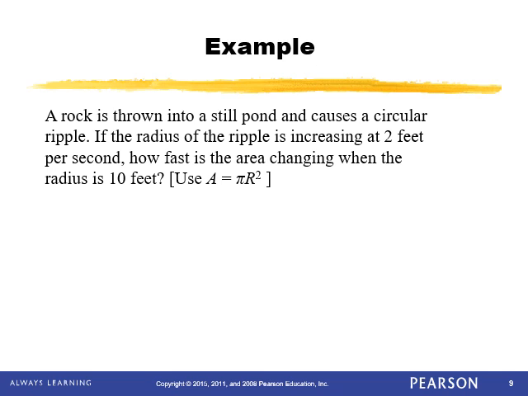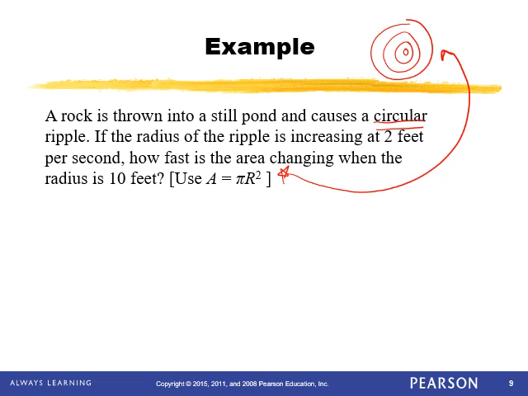A rock is thrown into a still pond and causes a circular ripple. This is your first bit of information that you're using a circle. Okay, and which is nice, they give us the formula here, right? This is the formula for the area of a circle.